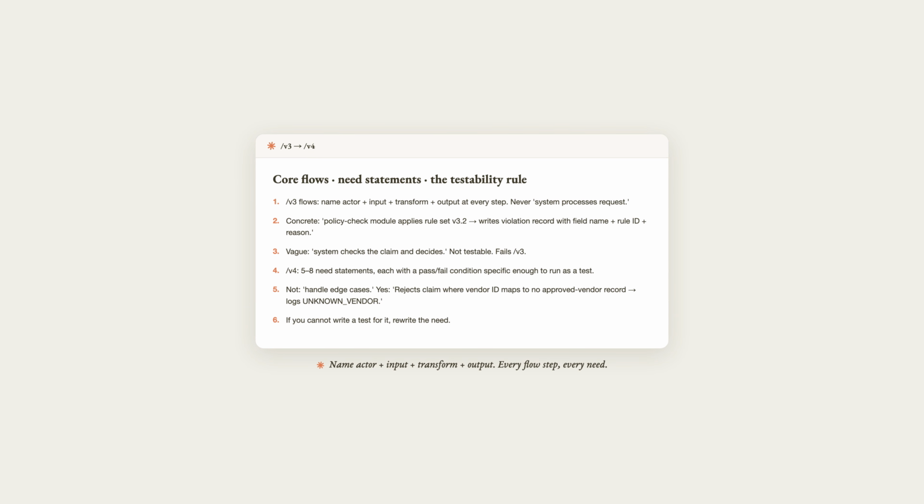/V4 is the need statements, 5 to 8 testable needs, each with a pass/fail condition that is specific enough to run as a test case. Not "the system should handle edge cases", that is not testable. Instead: the system rejects a claim where the vendor ID field is present but maps to no record in the approved vendor list and logs the rejection reason as unknown vendor. That sentence could be a test in a test suite. Write needs at that level of specificity.